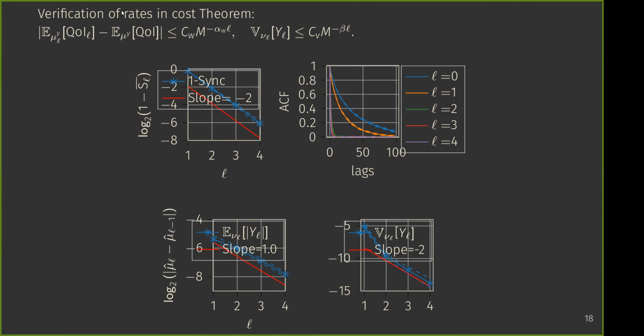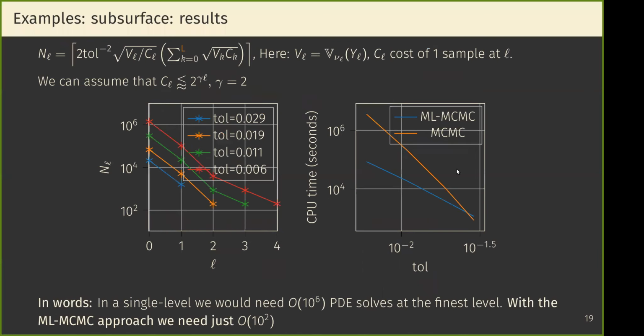And furthermore, we can verify these two assumptions on the complexity theorem. This convergence in expectation can be shown here, and this convergence in variance can be shown here. And a good point of this is that since we are combining this approach with this independent Metropolis-Hastings sampler, it keeps getting a bit better and better as we go deeper on the levels. If we plot the autocorrelation functions versus level, we see that the autocorrelation decays much more rapidly as we go deeper on the levels.